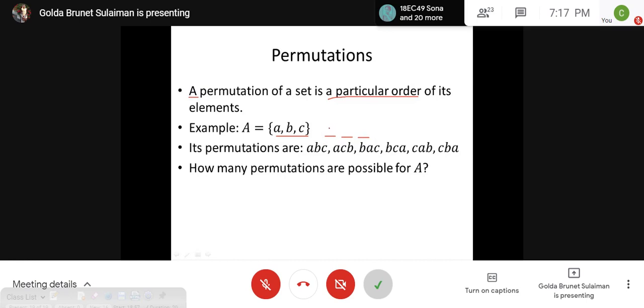Thank you, Vinod. So we have 3 ways to fill this position. It can be either A, B, or C. After filling one element here, we are left with only 2 elements. So for this place I have 2 choices, and for this place I have 1 choice. Multiply.